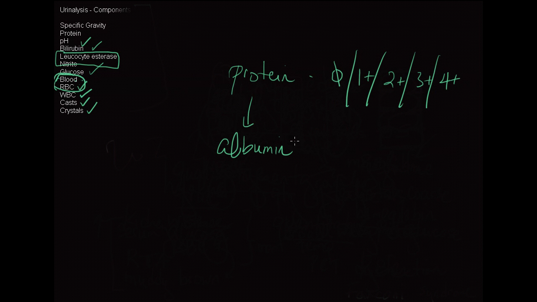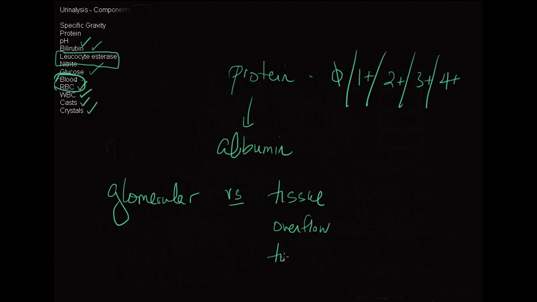What I like to say is if there's 3+ proteinuria, I convert that in my mind to 3+ albuminuria. Now there are 4 types of proteinuria that we need to go over, because the dipstick will really only help us out with one of them: glomerular proteinuria versus the other 3: tissue, overflow, and tubular.